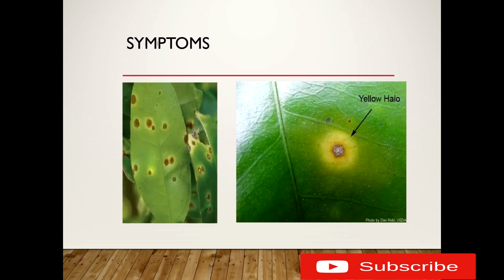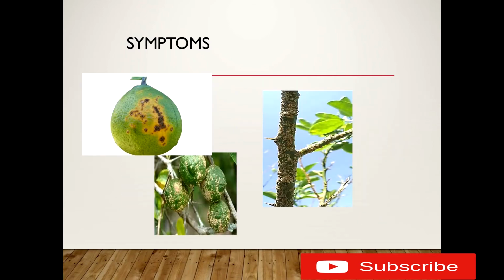These are the symptoms that you can see in the leaves. You can see that yellow halo on the leaves. These are the translucent spots, and these are raised from the surface itself. And when it comes to the fruits, you can see that corky appearance, or the cratered appearance on the fruits, and also on the twigs you can see the cratered appearance.